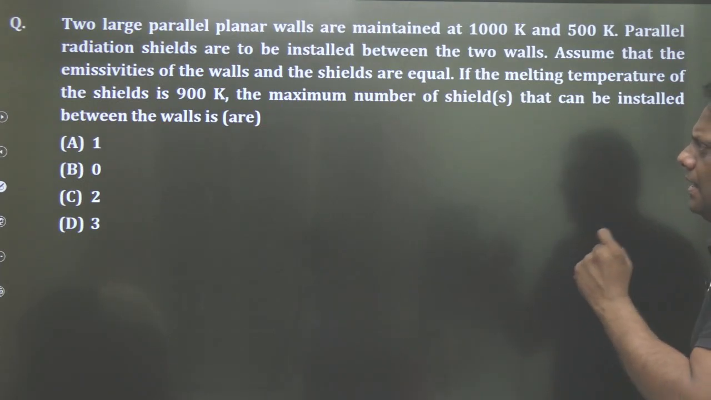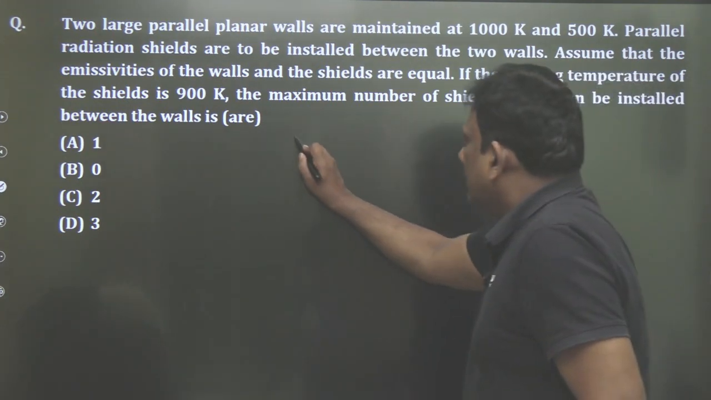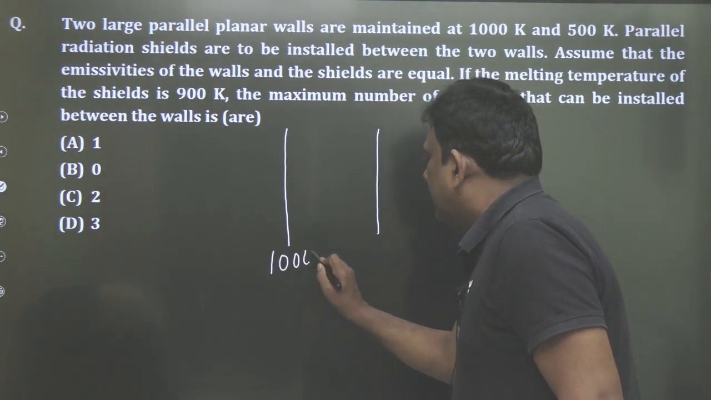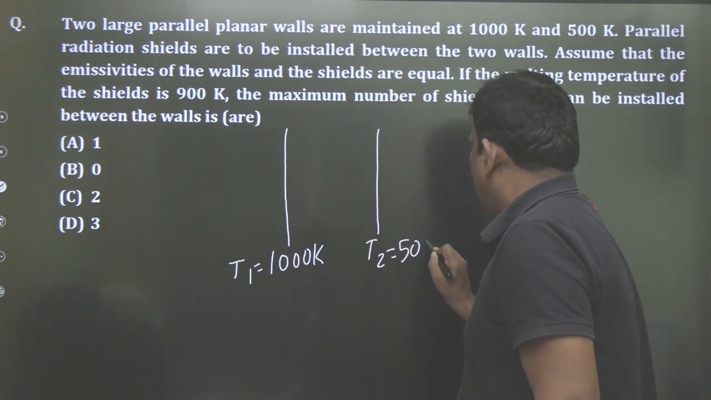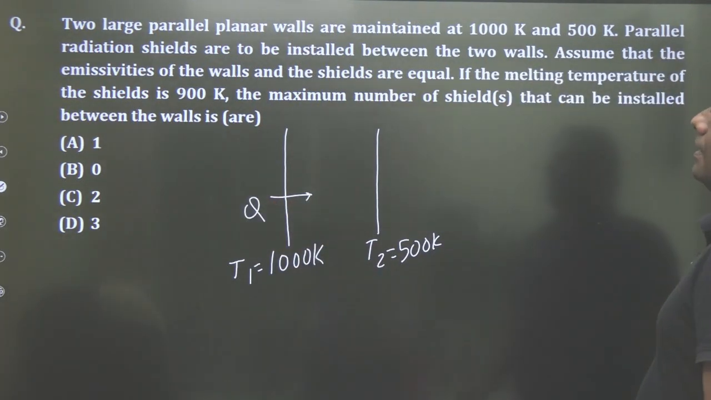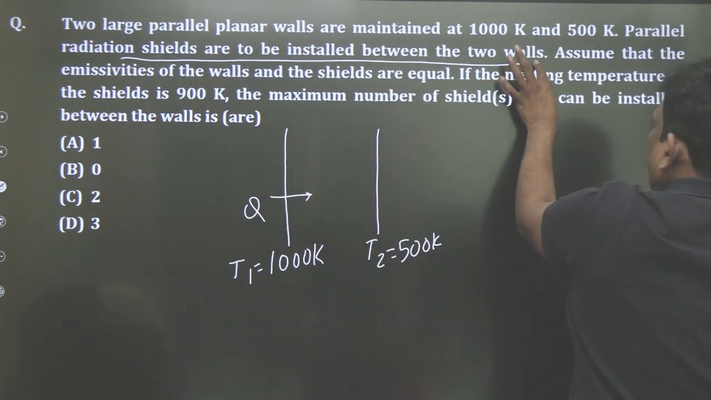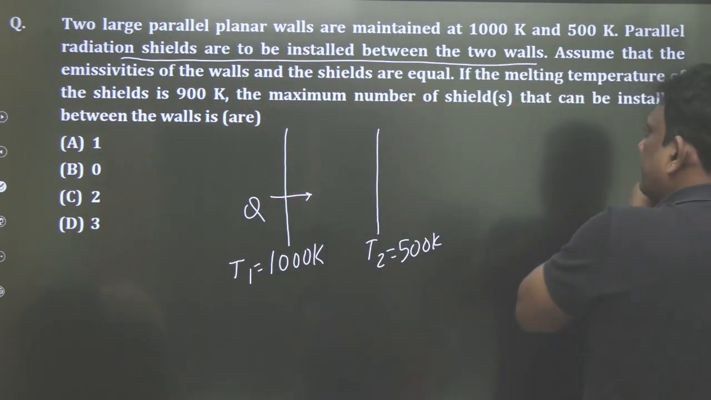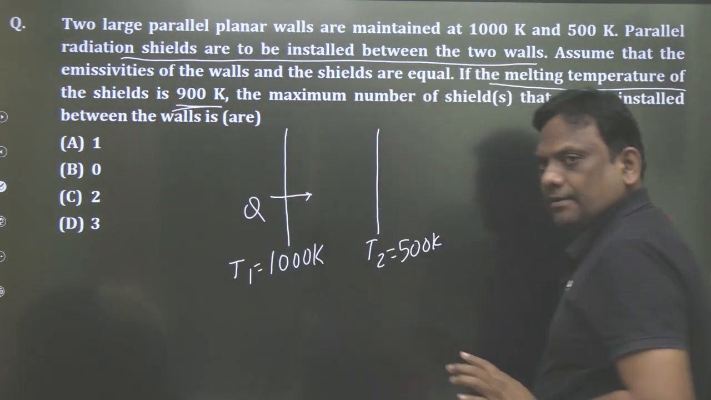Two large parallel planar walls are maintained at 1000 Kelvin and 500 Kelvin. Let me take the first as T1 at 1000 Kelvin, and the second as T2 at 500 Kelvin. Heat transfer is from high to low. Parallel radiation shields are installed between the two walls. Assume that the emissivity of walls and shields are equal. The melting temperature of the shield is 900 Kelvin.